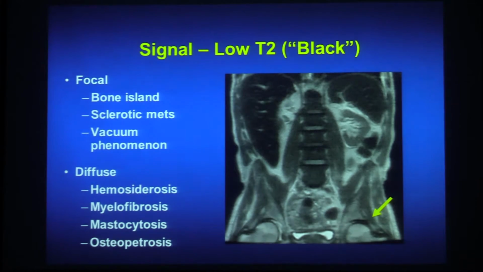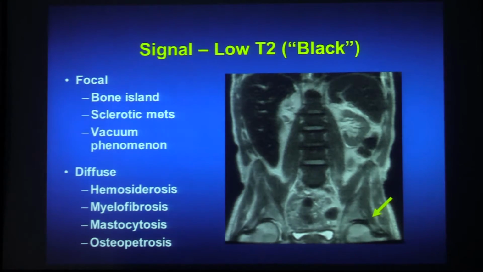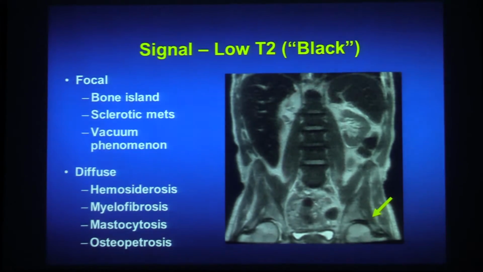What can give you low signal on T2 weighted images in the marrow? Well, certainly sclerosis, like you might see in a bone island or in a sclerotic met. Sometimes if you get air in a subchondral cyst, it'll appear abnormally low because of vacuum phenomenon. And then really the diffuse processes that give you low T2 signal: hemosiderosis, myelofibrosis, mastocytosis, and osteopetrosis. And so there's our abnormal spine.